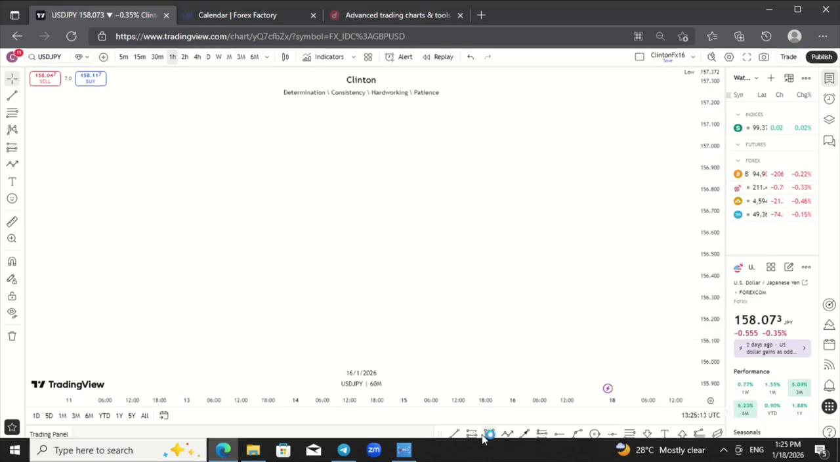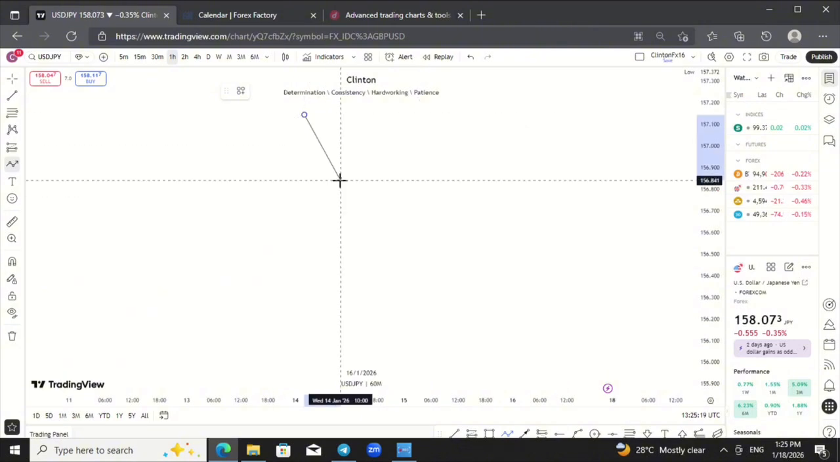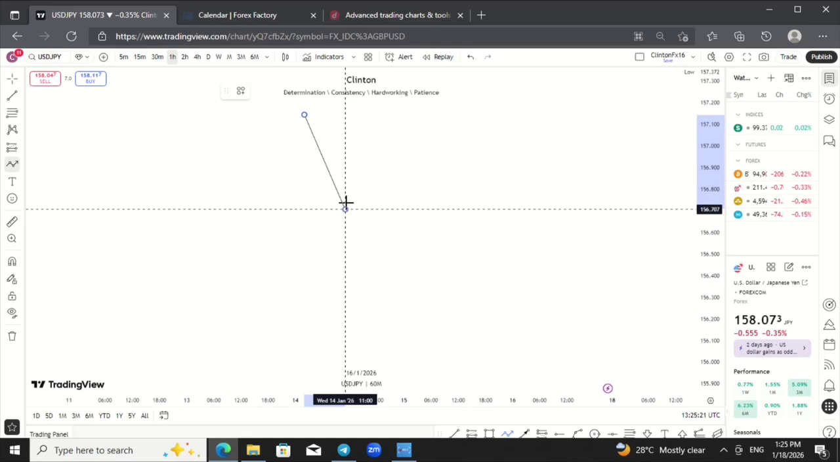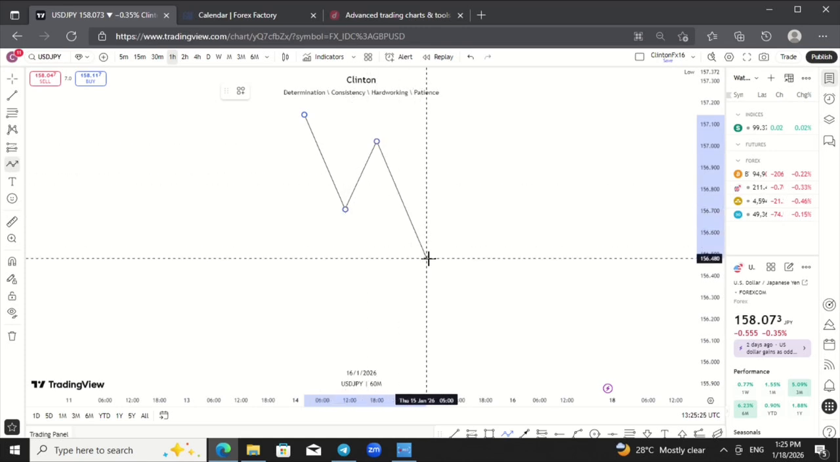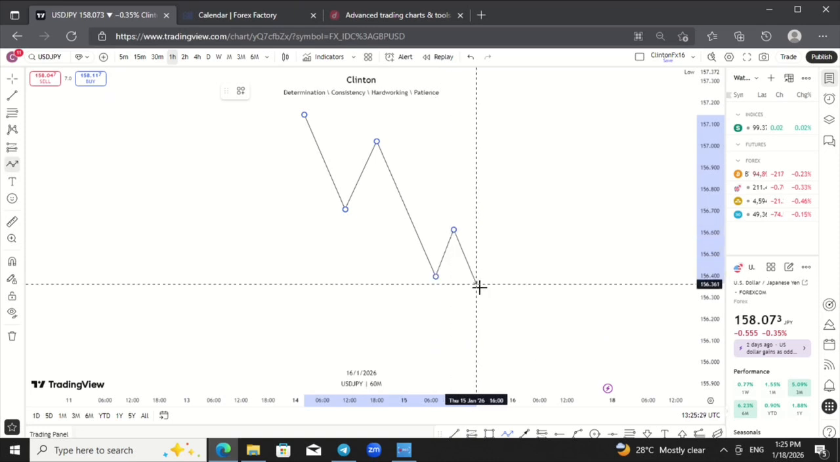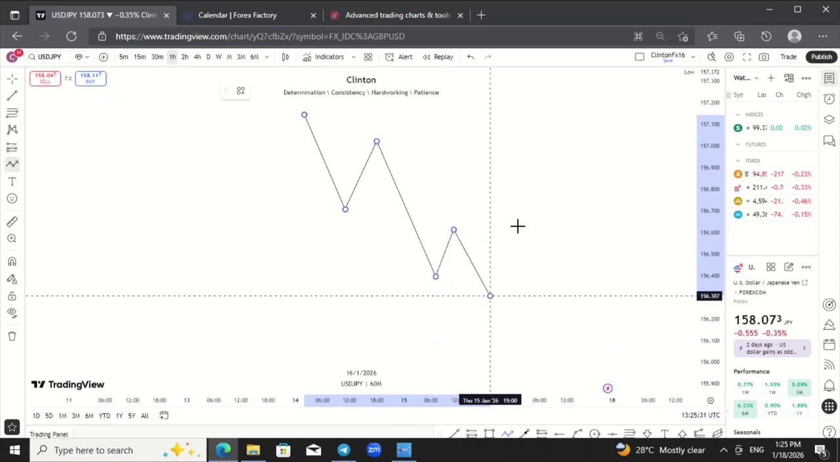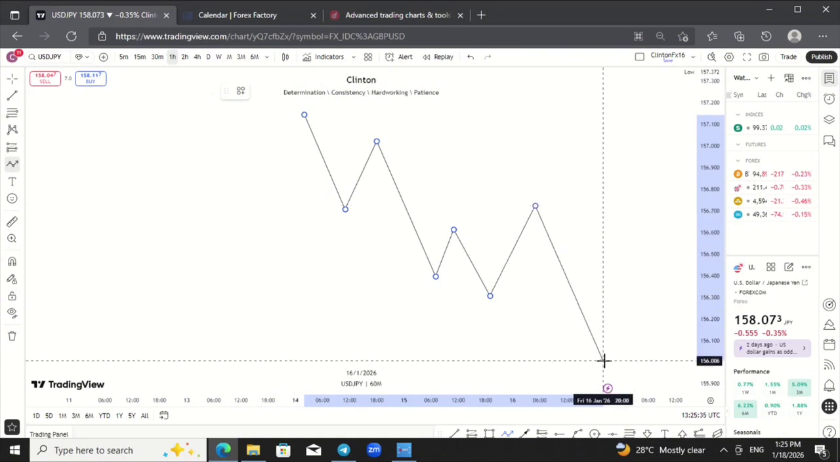So I was done with the uptrend. Let me do the downtrend too. There's the downtrend, the lower low, lower high, lower low, which is also impulse and correction.